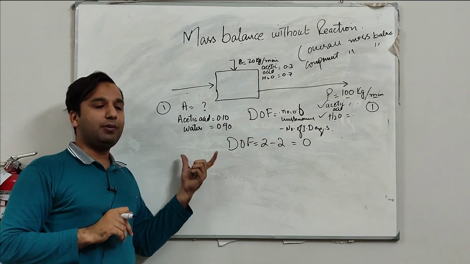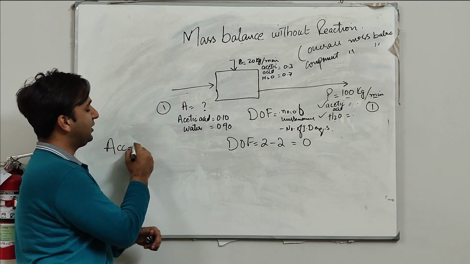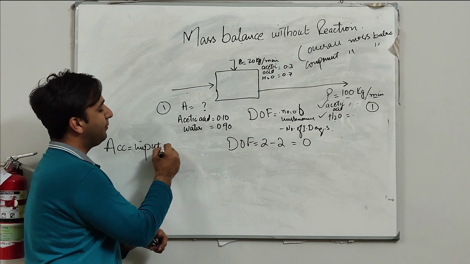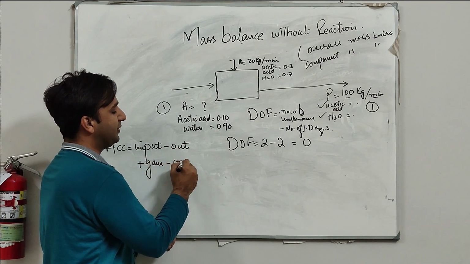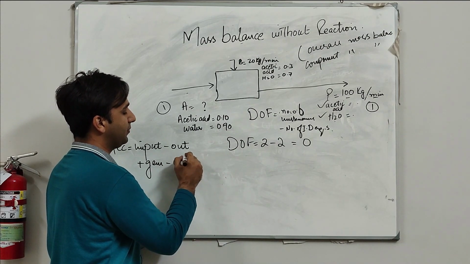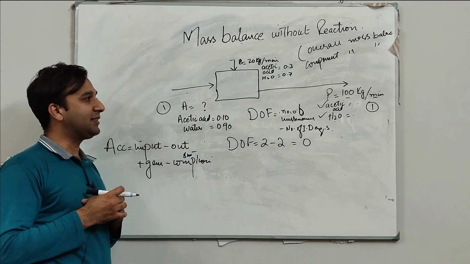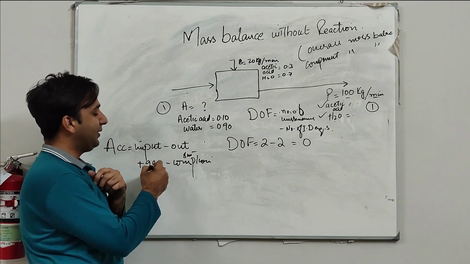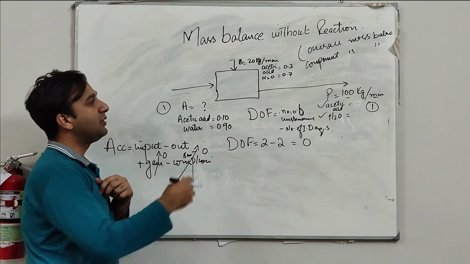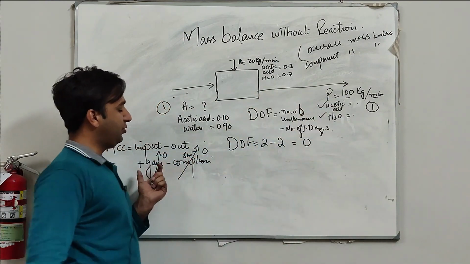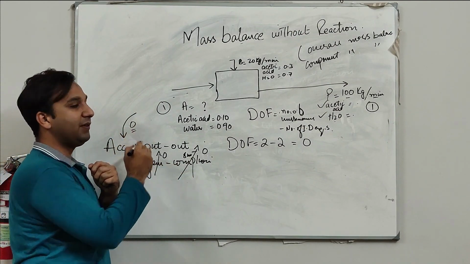For solving this problem we will go to the general mass balance equation. The general mass balance equation is accumulation equals input minus output plus generation minus consumption. As this is a steady state process, there is no generation, so generation is equal to 0 and consumption is also equal to 0. The thing that is entering is leaving. And for a steady state process, accumulation is also equal to 0.